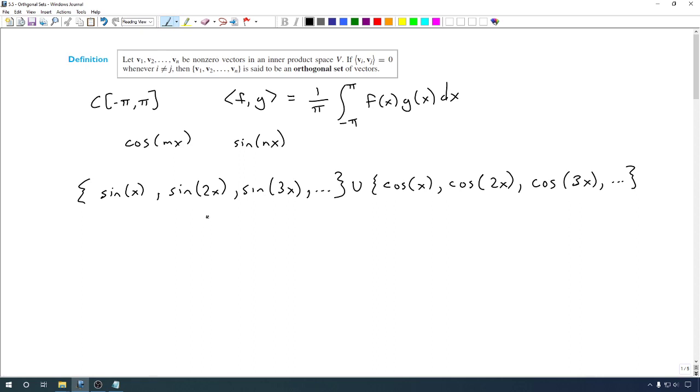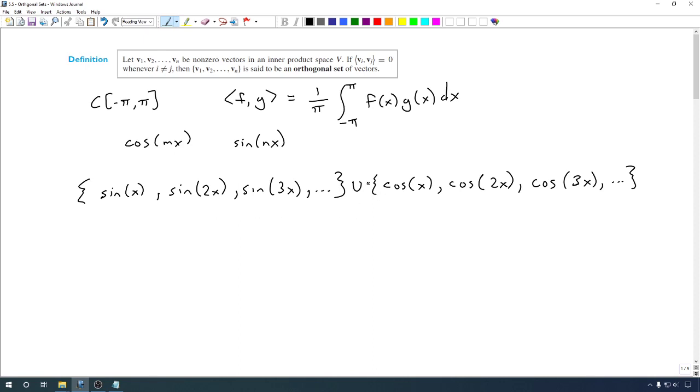If we put negative integers in there, well, cosine of negative x is the same thing as cosine of x, so it would be a repeat vector. And sine of negative x is negative sine of x, so that wouldn't be linearly independent. It's actually just a multiple of sine of x. So as long as we're just looking at the positive integers, and I'm not going to talk about what we're going to do if the integer is 0. That can be included, but we have to do something slightly different here.